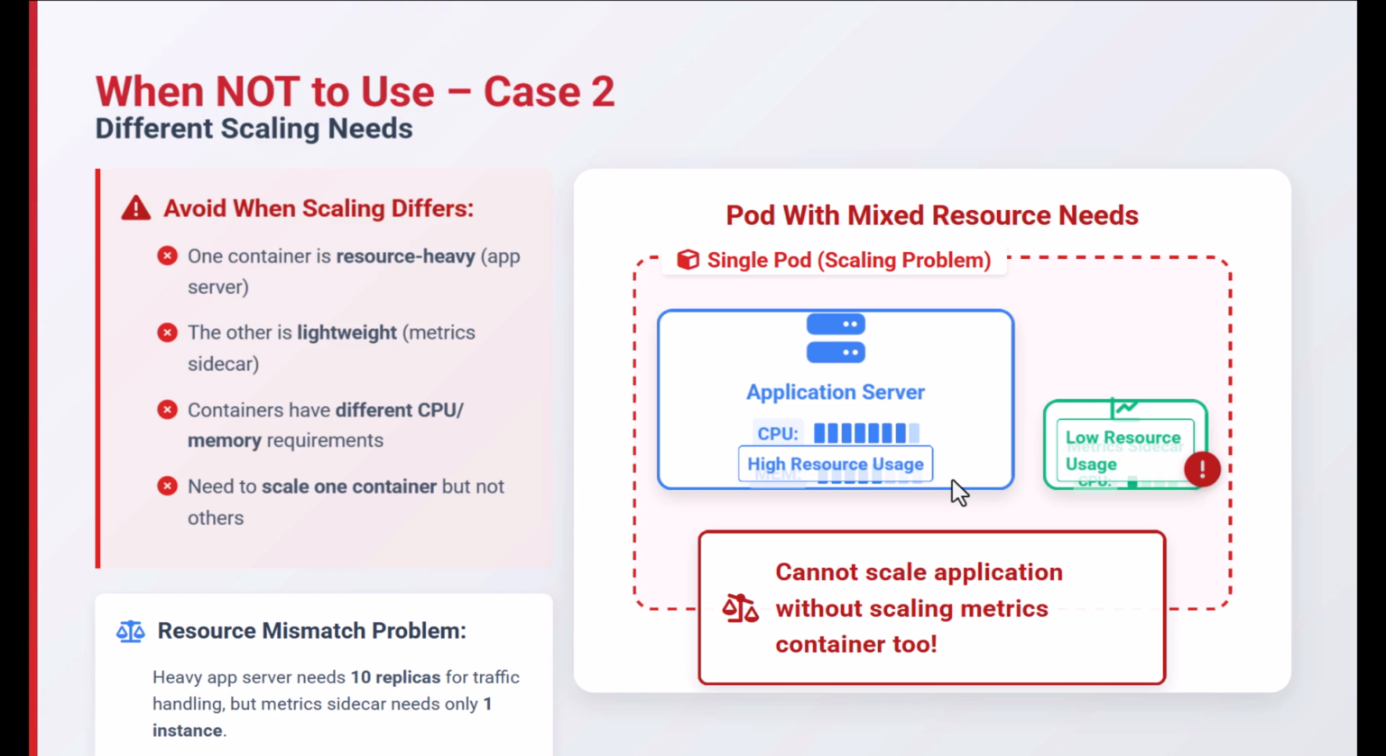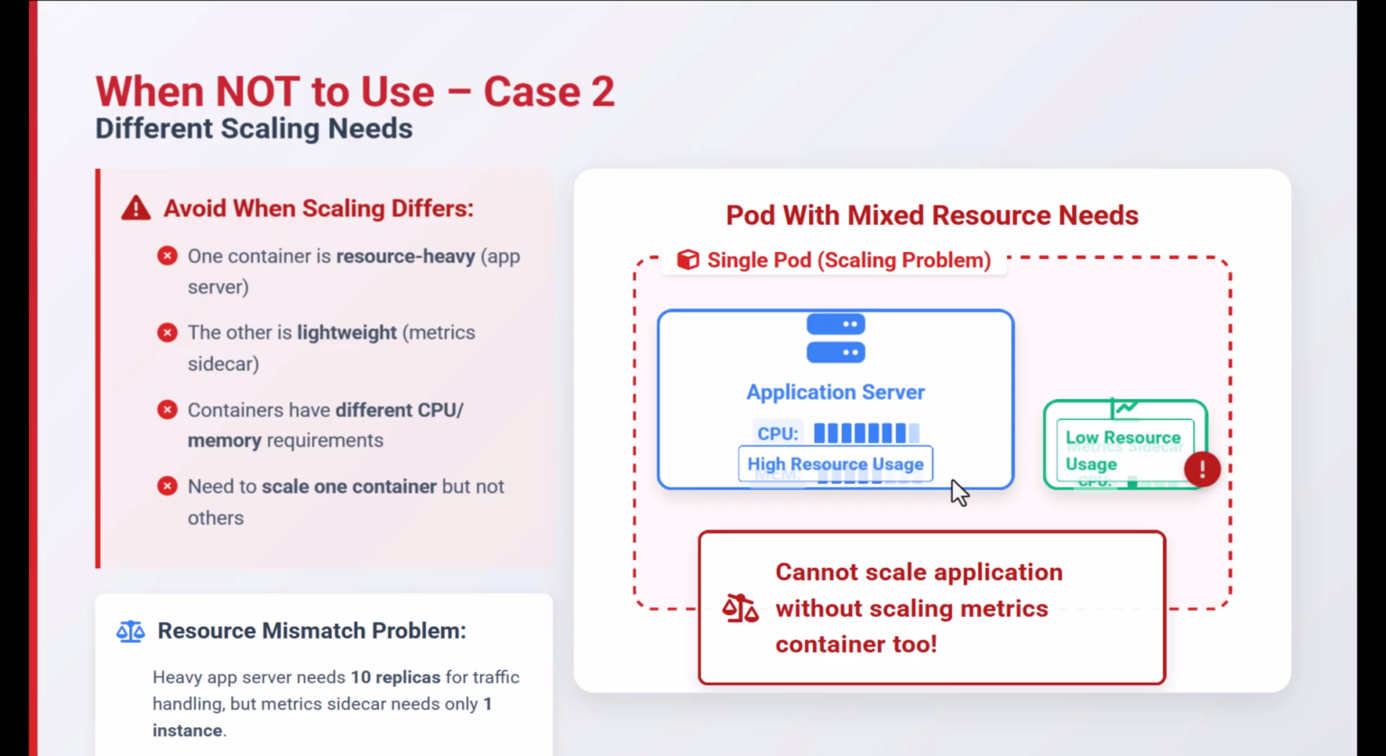One container is resource heavy, like an application server, and the other is lightweight, like a metrics sidecar. They need different CPU or memory limits. You may need to scale only one container, not both. But if they are inside the same pod, Kubernetes treats them as a single unit. That means when you scale the application, the lightweight container scales too, even if it does not need to.